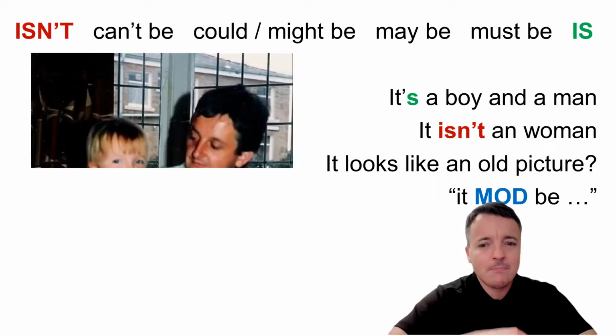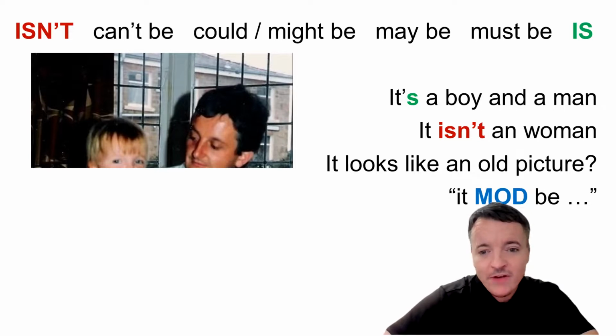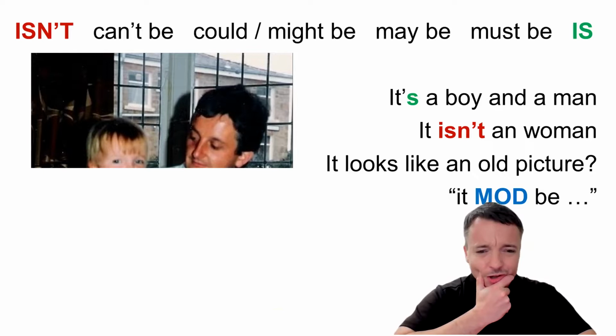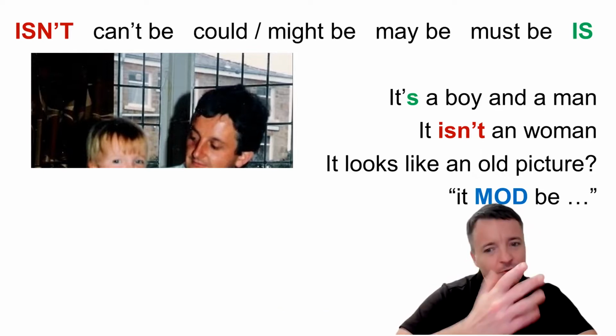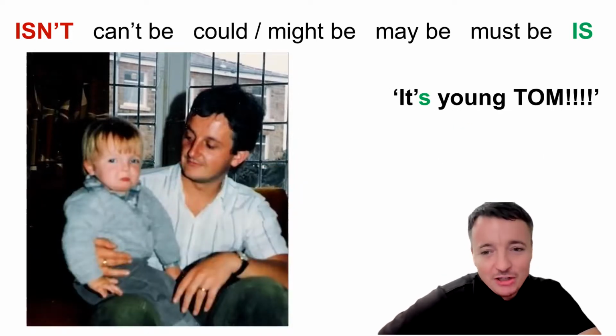It's a boy and a man. Yeah, it isn't a woman. It looks like an old picture. Okay, it must be a man and his son. Oh, it may be a famous person when they were a kid. Oh, it might be a girl. Is it a girl? It might be. Okay, let's see. It's me. It's young Tom and his father, my father, who I mentioned at the start.